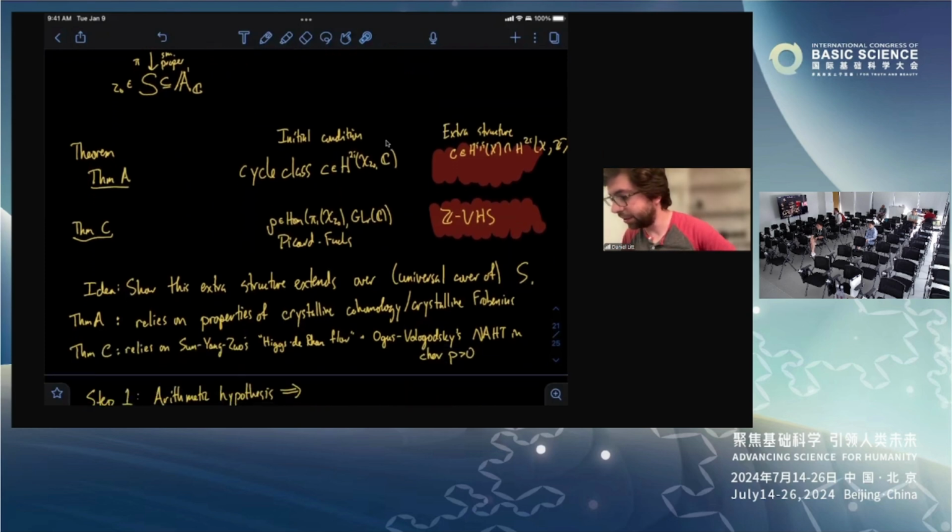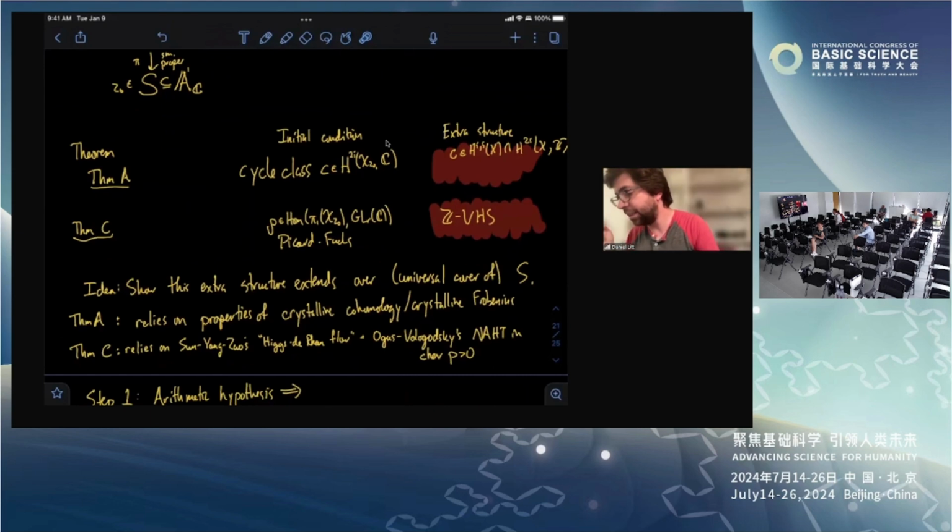Okay, and doing this in theorem A relies on some properties of crystalline cohomology and the way that crystalline Frobenius interacts with the Hodge filtration. So more or less Mazur's theorem on the relationship between Frobenius and the Hodge filtration.